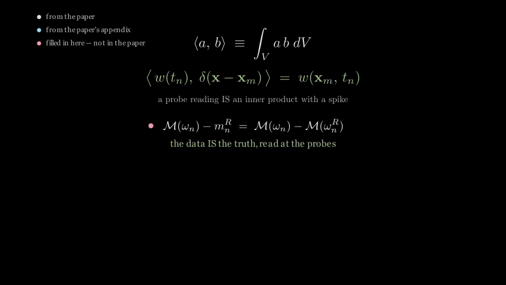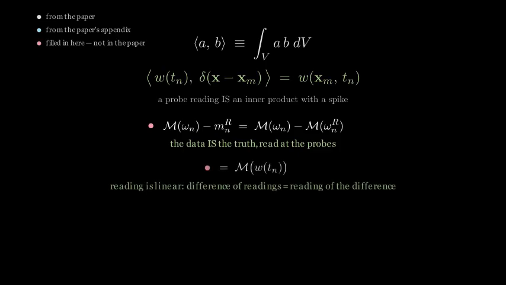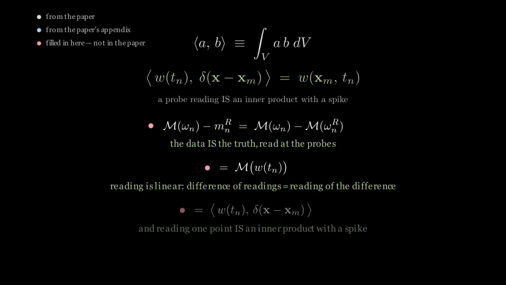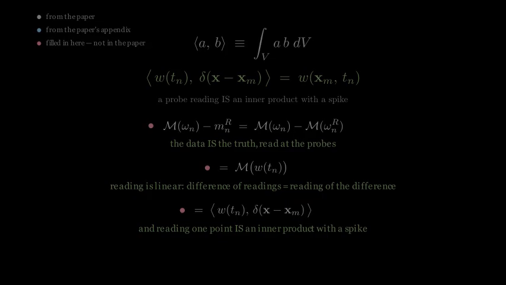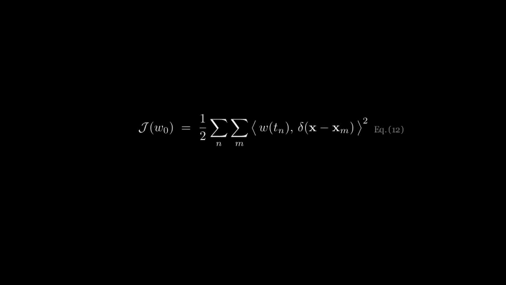The data you hold is the truth read at the probes. So the mismatch is the reading of the truth subtracted from the reading of your guess. And because reading probes is a linear operation, that is the same as reading the difference between them, which is W. And reading W at one point is exactly an inner product of W with a spike. Put that back into the cost, and you get the paper's equation 12, the sum of squared inner products, one for every probe and every instant.